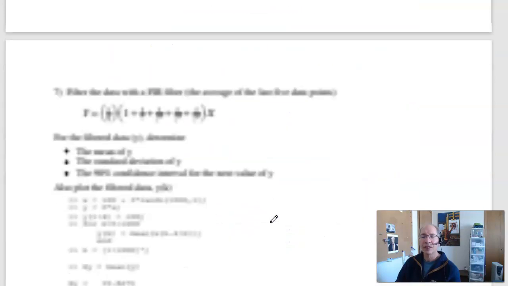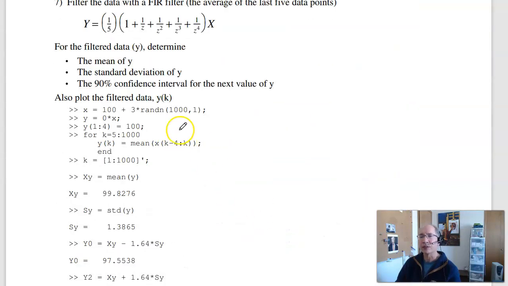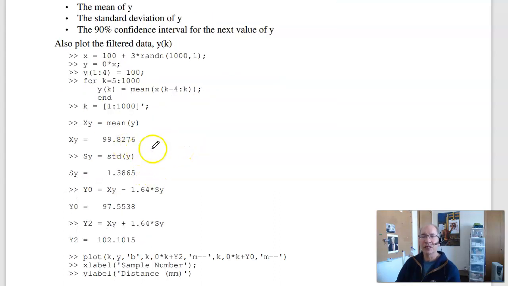If I take that data and run it through an FIR filter, just take the average of the last 5 data points, that is a filter. It's not a very good one, but it is a filter. I can do that in MATLAB. Y is just the average of the last 5 data points. I've got a mean, standard deviation. Same mean, still 100. Standard deviation now is smaller. It was 3, it's now 1.3.